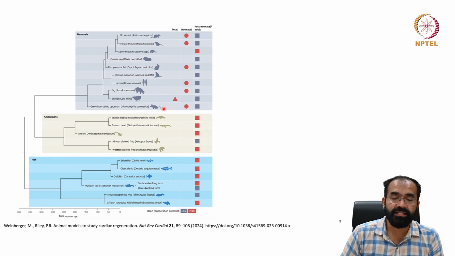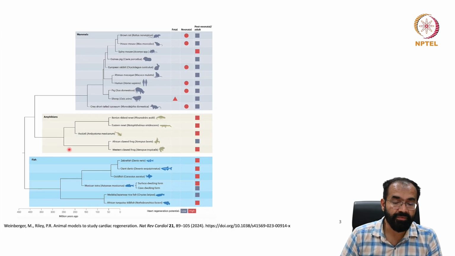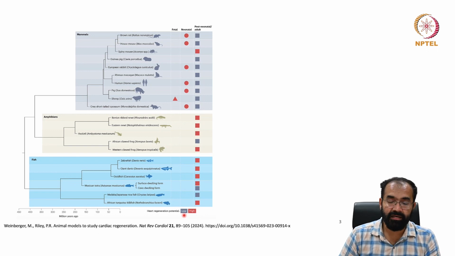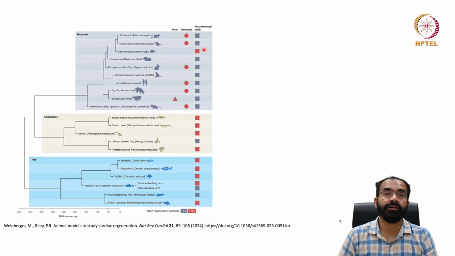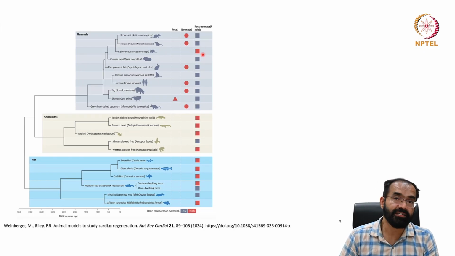So this is a dendrogram where mammals are grouped here, amphibians here, and fishes here. The gray color box indicates low regenerative ability, and red color indicates high regenerative capability, and it has been classified into three stages: fetal, neonatal and adult. Fetal is shown as a triangle, neonatal as a circle, and adult as a square. So a blue square means low regenerative ability, and a red square means high regenerative ability.